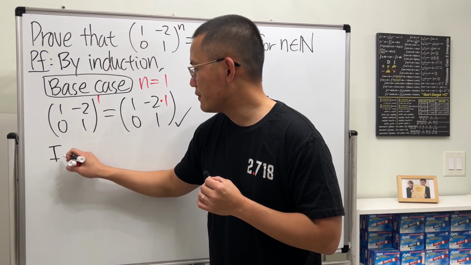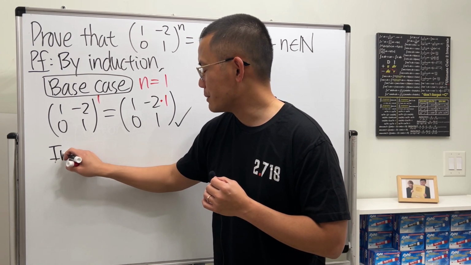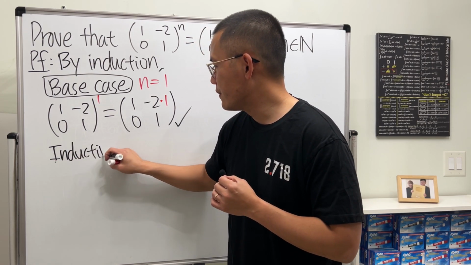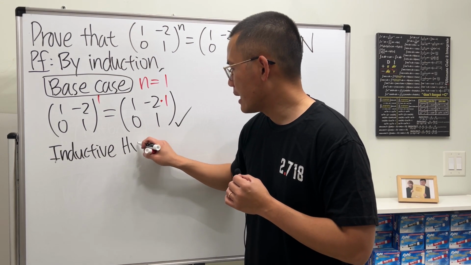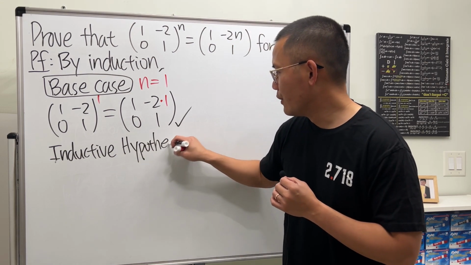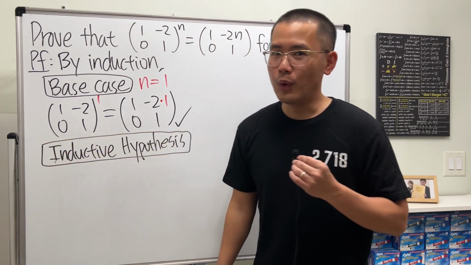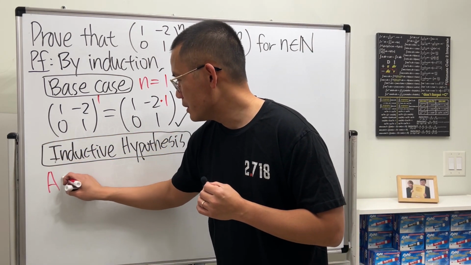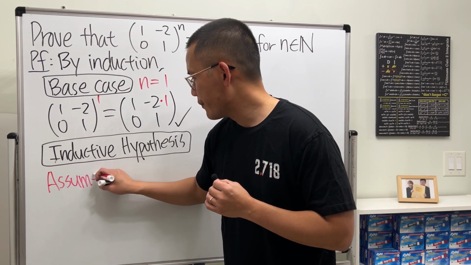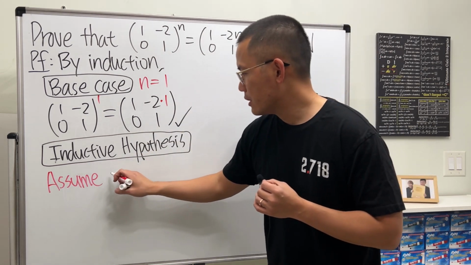Now, here is the IH part. This is the inductive hypothesis. So I will spell it out. Inductive hypothesis. Oh, hey, I can spell. Look. Inductive hypothesis. So what we are going to do is assume the statement is true.